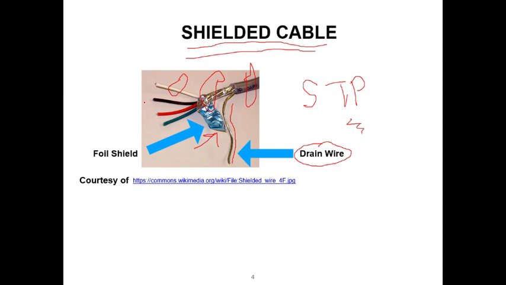So if you're going to work in a commercial building or a factory particularly, almost certainly most, if not all, of the communications cabling will be of the shielded type, because there's electrical noise everywhere, which they want to try to minimize.